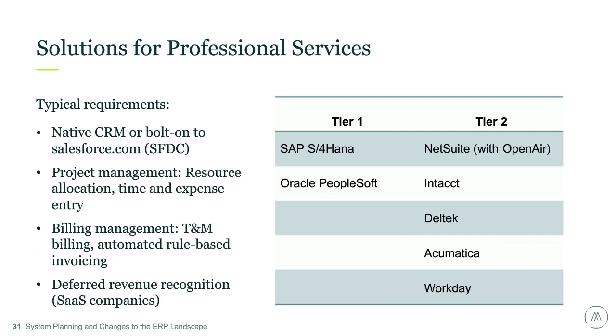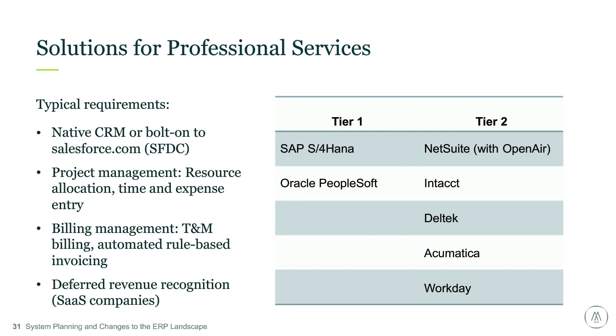For professional services, typical requirements will be a need for a robust CRM or ability to integrate with an existing CRM solution, such as Salesforce, strong project management, resource management, time and expense management, billing management, and deferred revenue recognition, just to name a few of the typical PSA-type business requirements.